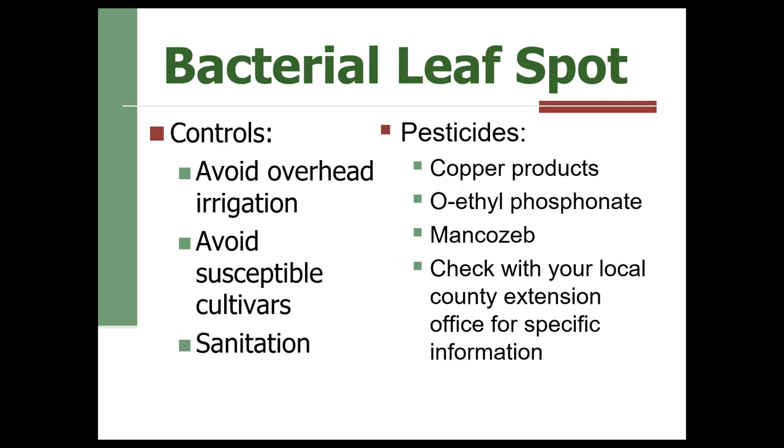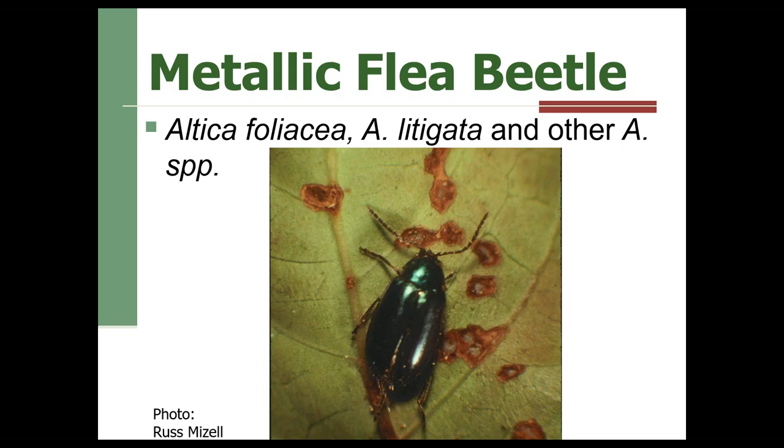The next minor pest is the metallic flea beetle, and depending on what cultivars you're growing, you may not call this minor at all. It might be a major one to you. These are flea beetles in the genus Altica. There are at least two species that have been identified that cause damage on crepe myrtle.